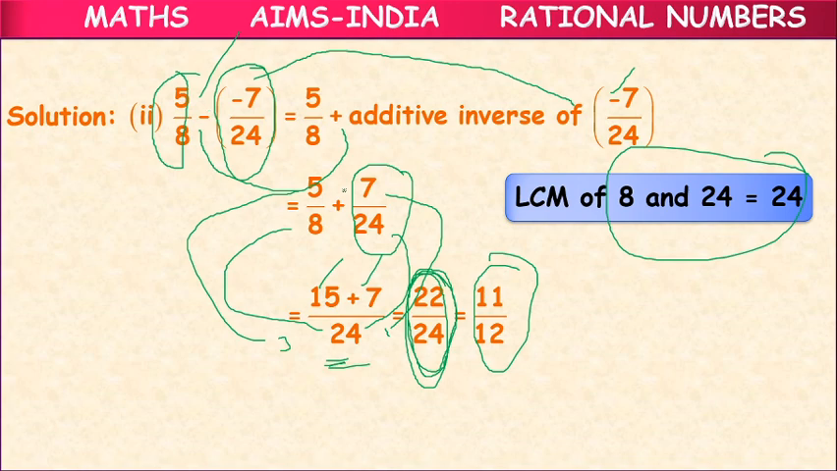We are dividing both the numerator and denominator by 2. 2 elevens are 22, 2 twelves are 24. What is the answer, children? 11 by 12 is the correct answer. So, in this way, we can do subtraction of rational numbers.